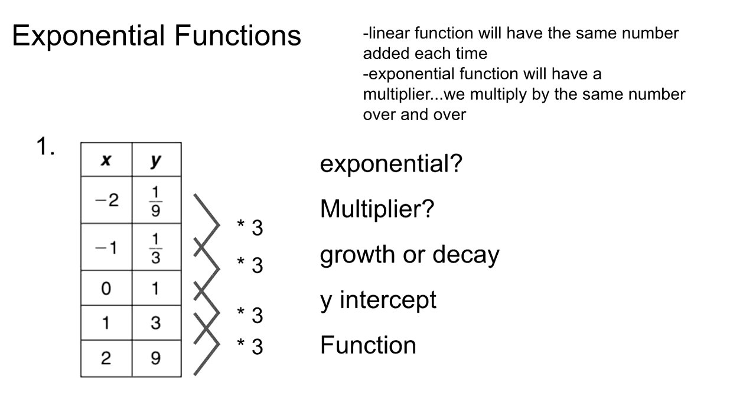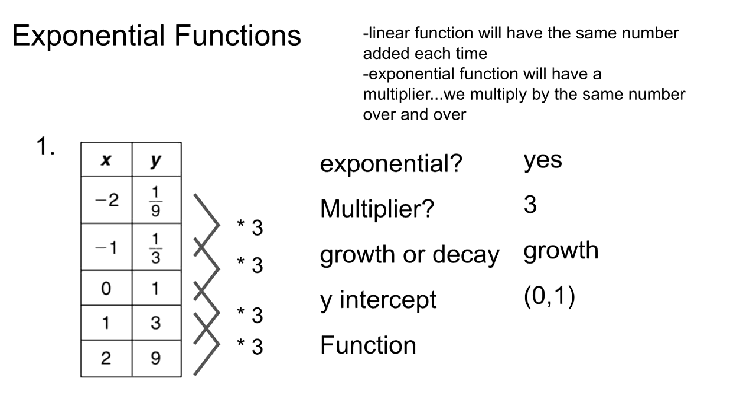You see how I'm multiplying by the same number over and over again. So is this exponential? Yeah, absolutely it is. And what's our multiplier? Well, clearly we're multiplying by 3 over and over again, so it's 3. Now, is it growth or decay? Well, our multiplier is bigger than 1, so yeah, it's going to be growth. And what's our y-intercept? Well, you'll notice in the table, when x is equal to 0, y is equal to 1, so that's going to be our y-intercept.